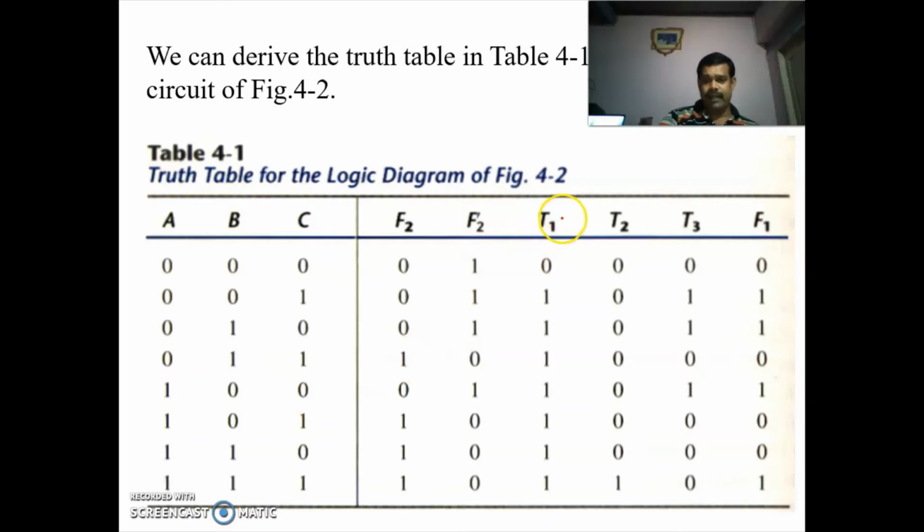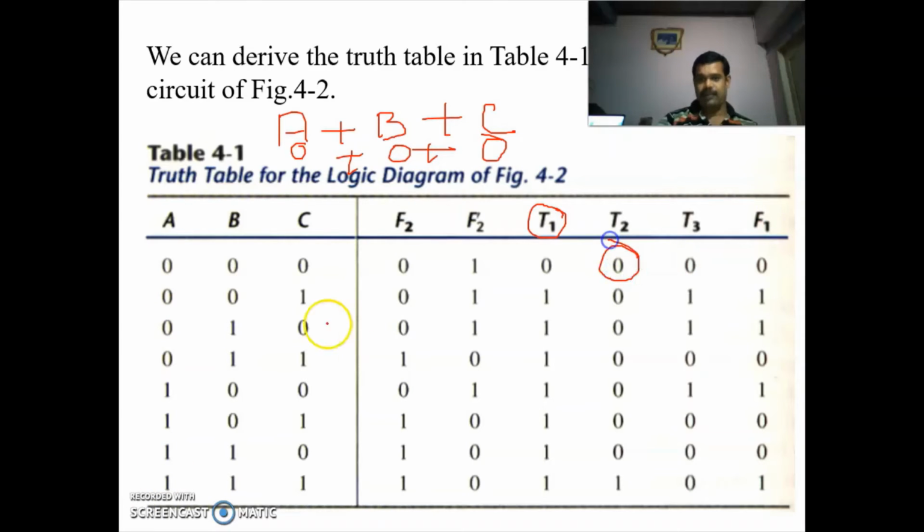Now we have to find the value of T1. The expression for T1 is A plus B plus C. Here all the inputs are 0, 0, 0. So 0 plus 0 plus 0 is 0. So T1 is 0.